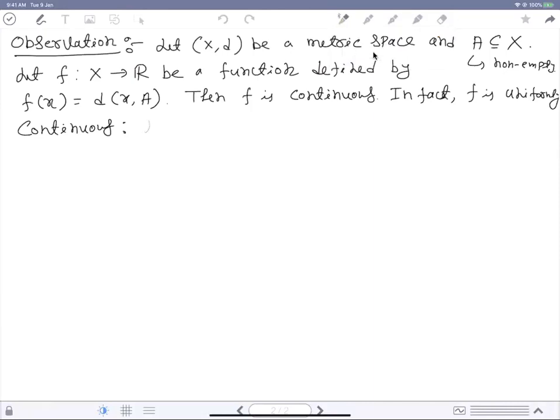So first of all, we choose two arbitrary points x and y from my whole space X. Now what is my d of x comma A? Now this is the infimum of d of x comma a, where small a belongs to the set capital A, right? So we can easily write that this is less than or equal to d of x comma a for all a belonging to A, right? Now we can use the triangle inequality. Now this term is also less than or equal to d of x comma y plus d of y comma a, and this is true for all a belonging to A.